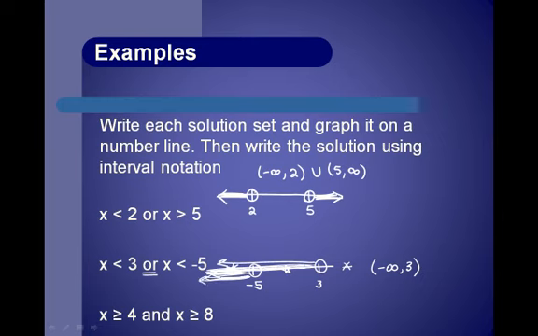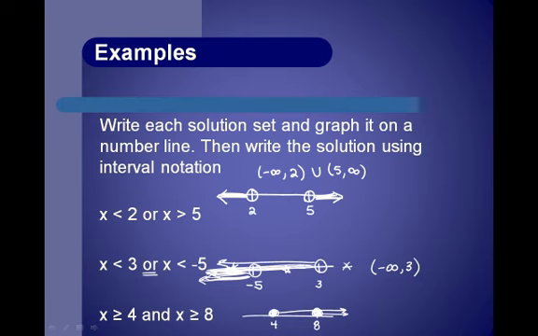Let's do another one. X is greater than or equal to 4 or greater than or equal to 8. Same thing, so we'll put our 4 and our 8 on our number line. X is greater than or equal to 4 is from 4 to the right. X is greater than or equal to 8 is from 8 to the right. Remember, these are closed circles because it's or equal to.